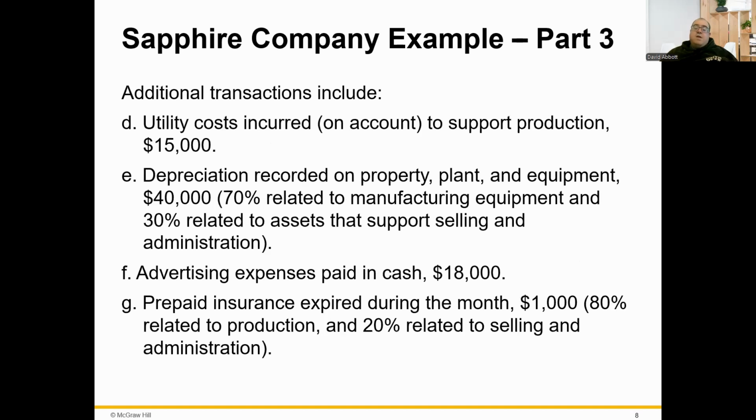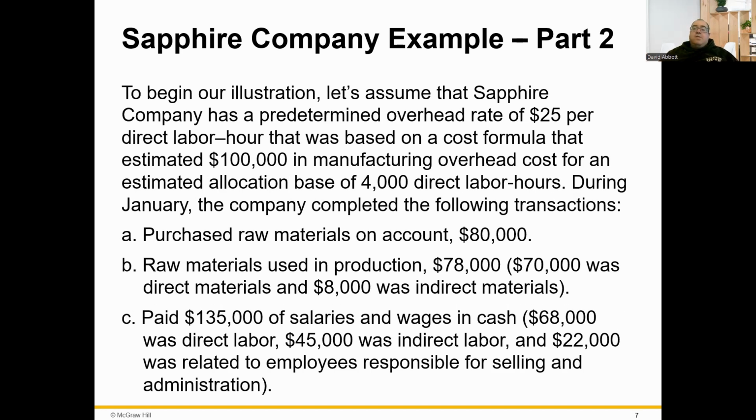Okay, so to begin our illustration, let's assume that Sapphire Company had a predetermined overhead rate of $25 per direct labor hour. That was based on a cost formula that estimated $100,000 in manufacturing overhead cost for an estimated allocation base of 4,000 direct labor hours. During January, the company completed the following transactions. They purchased raw materials on account of 80,000. Raw materials used in production was 78,000. 70,000 of that was direct materials. 8,000 was indirect materials that were used, which would be for our overhead portion.